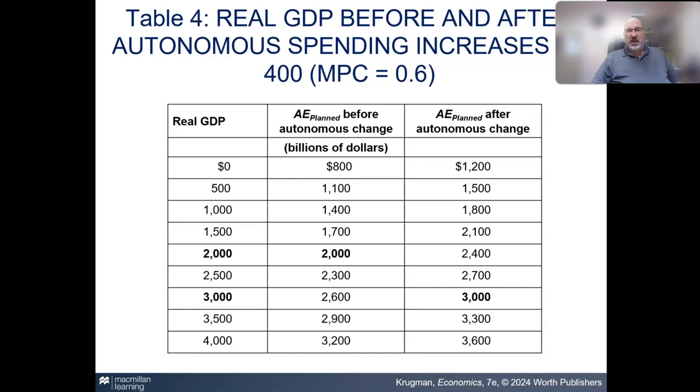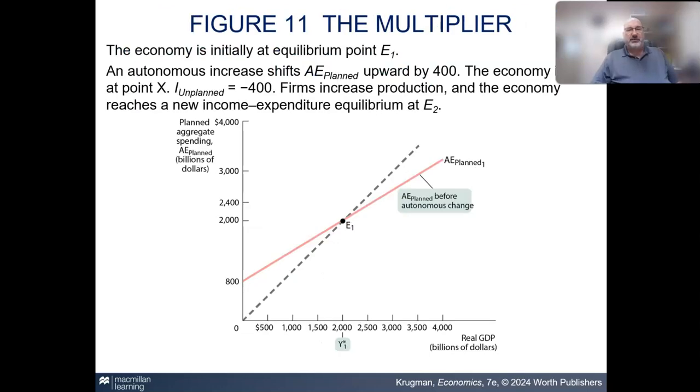And so as it goes up by 400, you notice that we didn't just change our equilibrium by 400, we changed our equilibrium by 1,000. This is important to note. We didn't just move equilibrium by 400, we moved equilibrium by 1,000. So why does that happen? That is because of the multiplier, ladies and gentlemen.